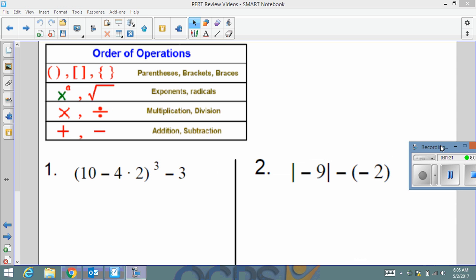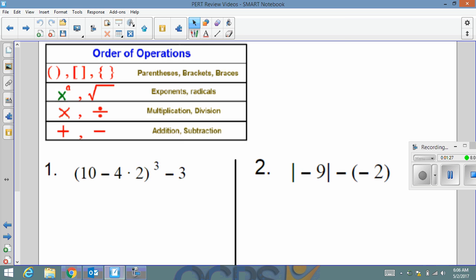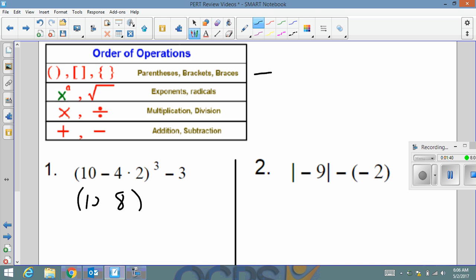We're going to do number 1 and 2. So at this point, you should start writing, and I'm going to start with number 1. So again, I'm going to start inside my parentheses. So that's my first step, inside my parentheses. So inside my parentheses, I've got 10 minus 4 times 2. Inside my parentheses, I'm going to do my multiplication first, bringing everything else down. Then I'm going to do my subtraction.